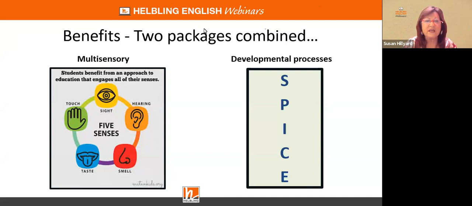We use the feelings in drama all the time, and we bring in their emotions, and we have them understand other people's emotions into the bargain. It means that they can learn about themselves, they can learn to control themselves, and they can learn to understand other people's emotions. S, what does S stand for?